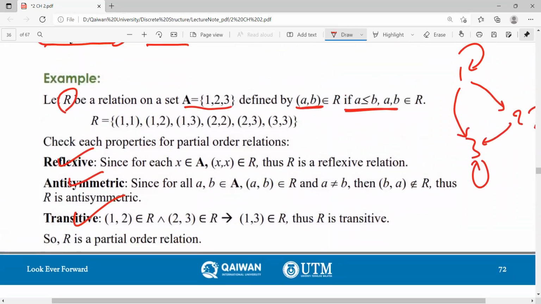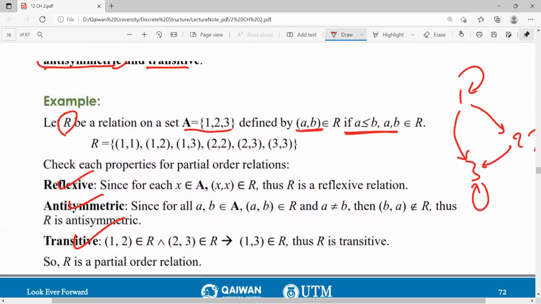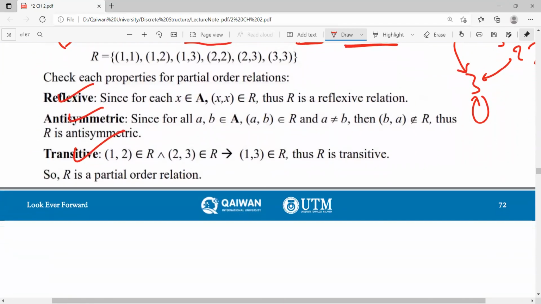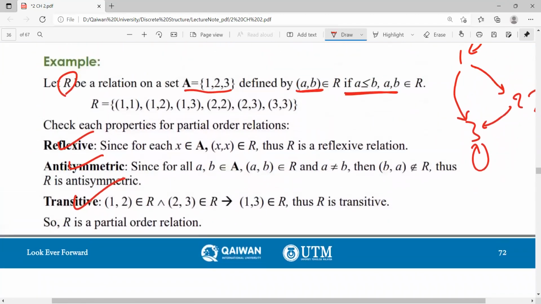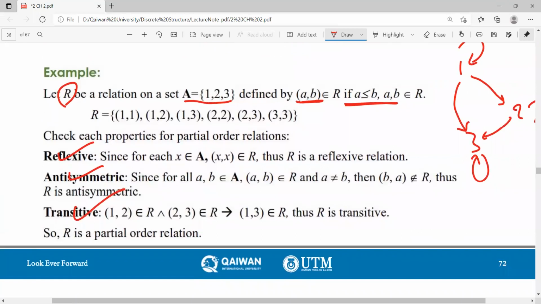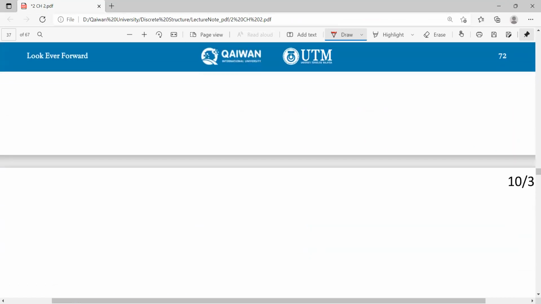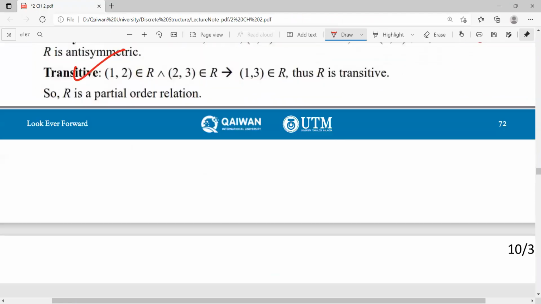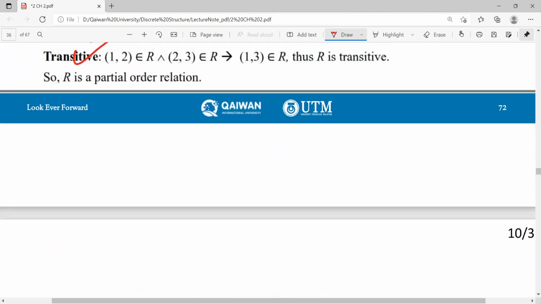Since the relation is reflexive, anti-symmetric, and transitive, we say the relation is a partial order relation. But if the relation is reflexive, symmetric, and transitive, we say that is an equivalence relation. And it's the end of this part of the chapter. It's enough for today.